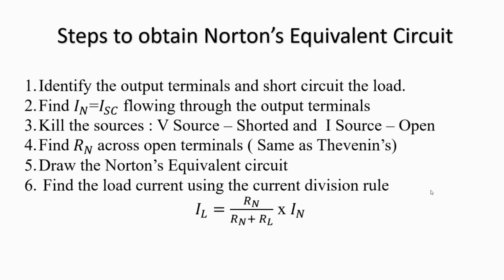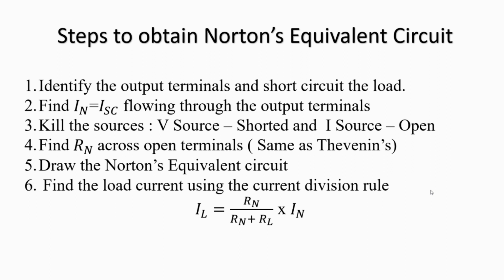Then we need to kill the sources. If it's a voltage source, we short it. A current source will be opened. And we compute the resistance looking in from the output terminals. This step is also similar to Thevenin's theorem where we find RTH. In this case, it will be called RN, the Norton's resistance. Once we obtain the values of IN and RN, we can draw the Norton's equivalent circuit.